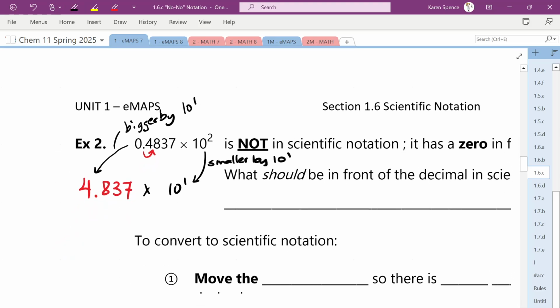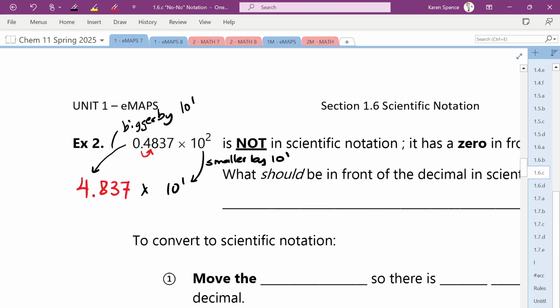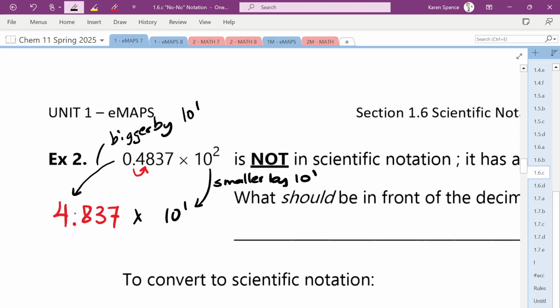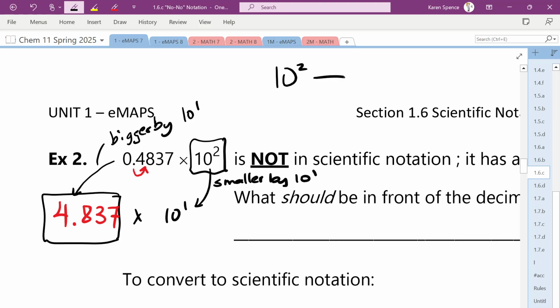I thought one of the negative ones. Why? So this number got bigger by 10 to the 1. This 10 to the 2 also has to get smaller by 10 to the 1. So if we make 10 to the 2 one power of 10 smaller, that is 10 to the 1.